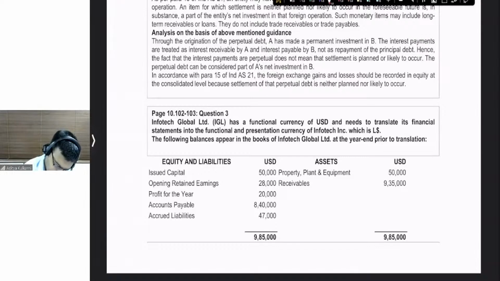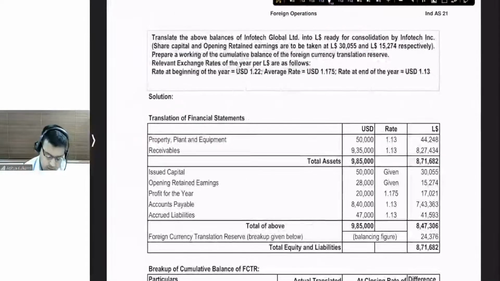You are having issued capital, opening retained earnings, profit for the year, accounts payable and accrued liabilities, property, plant and equipment, and receivables. So this is the US dollar. Translate the above balances of Infotech Global into L dollar, ready for consolidation by Infotech Inc. Share capital and opening retained earnings are to be taken at these figures, that is L dollar 30,055 and 15,274 respectively. Prepare a working of the cumulative balance of the foreign currency translation reserve.